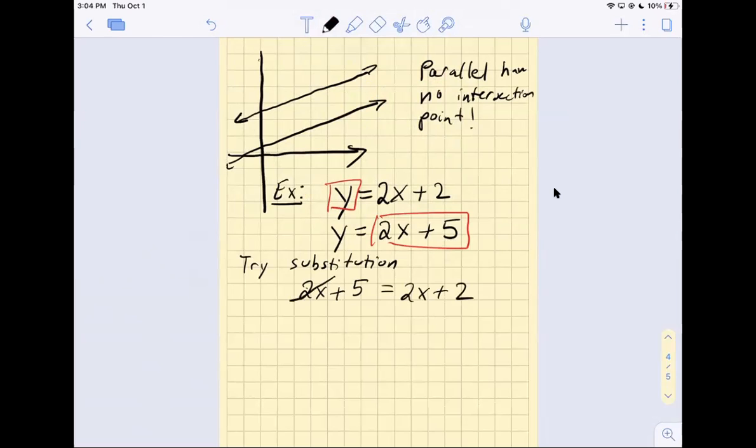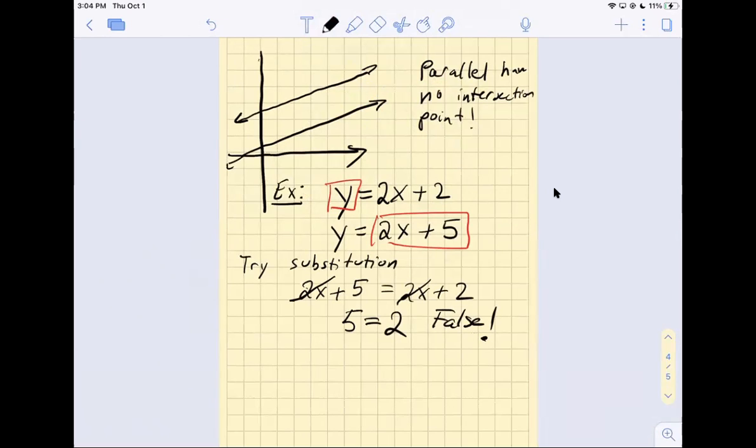Subtract 2x from both sides, and then, whoa, we have 5 equals 2, which is false. This doesn't make sense. So that tells us that, hey, no matter how you try to solve it, it's not going to work out. There's not going to be any answer, because if there was an answer, then 5 would equal 2, and that doesn't make any sense.